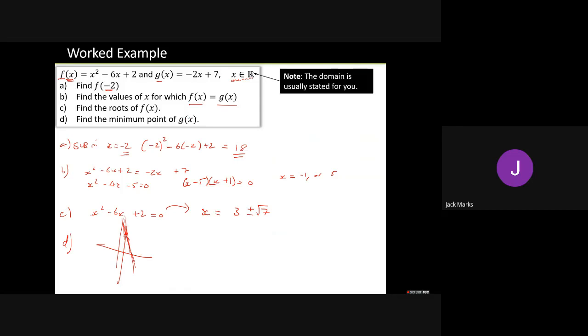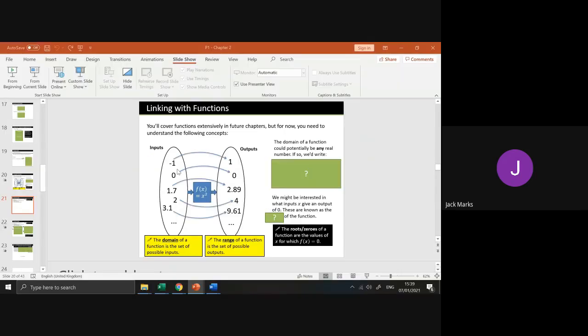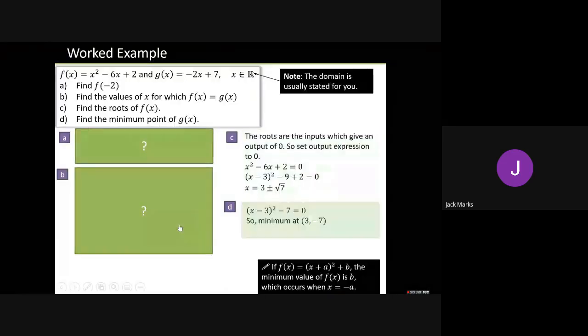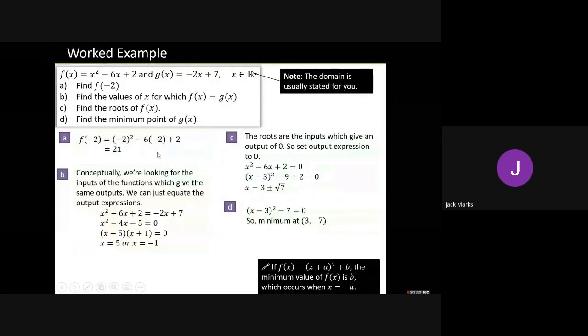The minimum point of g of x, I'm just going to check because I think that should say f of x. So let's just verify that that question is correct. The minimum point of g of x. Yeah, okay, that one is a mistake there. That one should say f of x. Because as you saw with my straight line, if I have real numbers, there is no minimum.